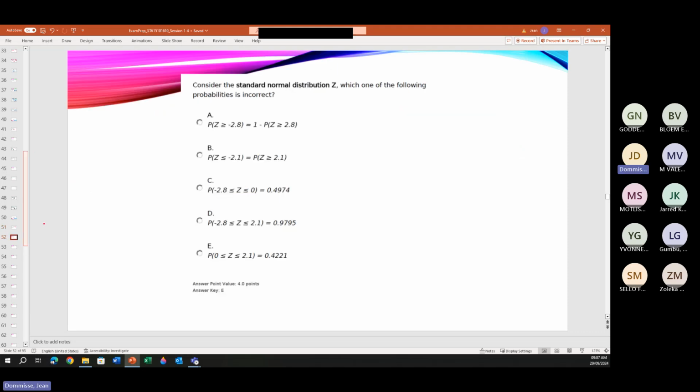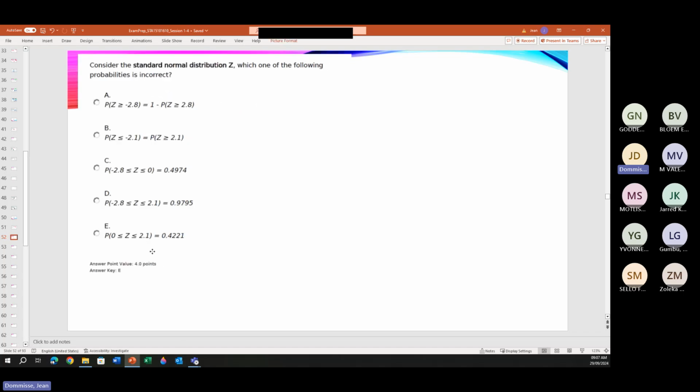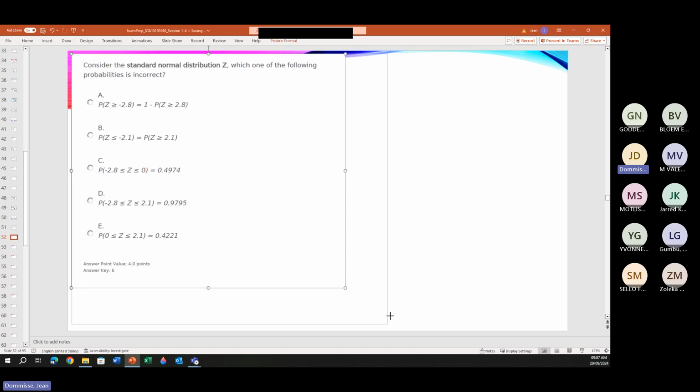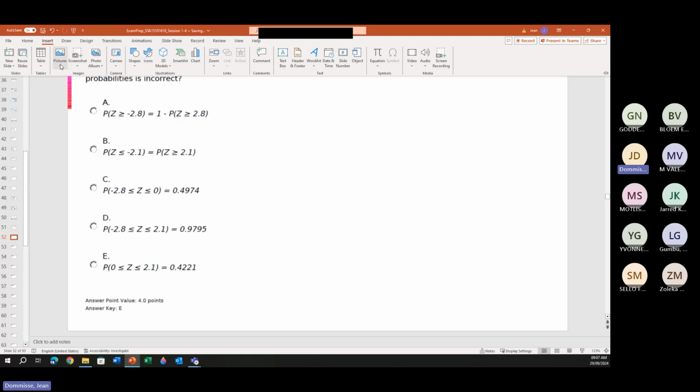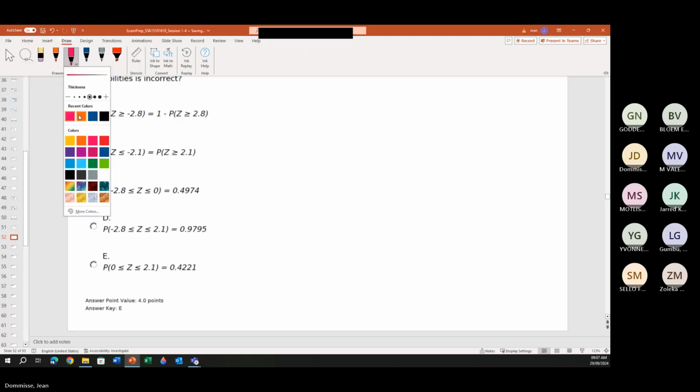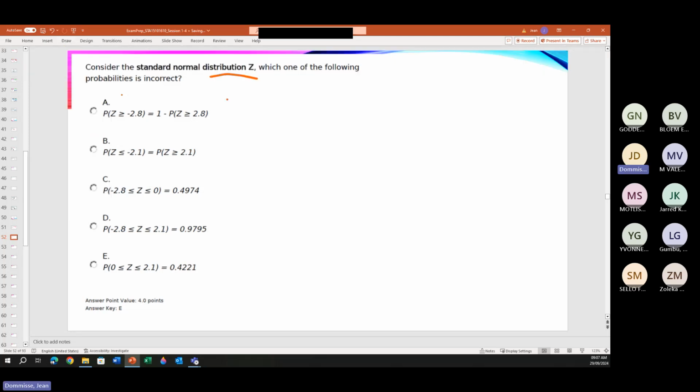Okay, so let's go to the next one, and I probably need to open up my Z table as well. So consider the standard normal distribution of Z. Which one of the following probabilities is incorrect? Let's first see again, some of it is a bit of theory. Some of it we need to go to the table.